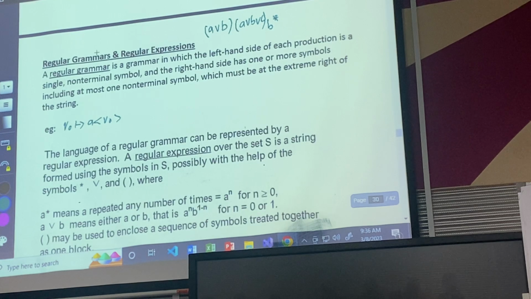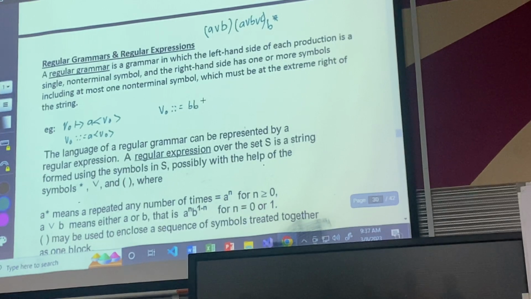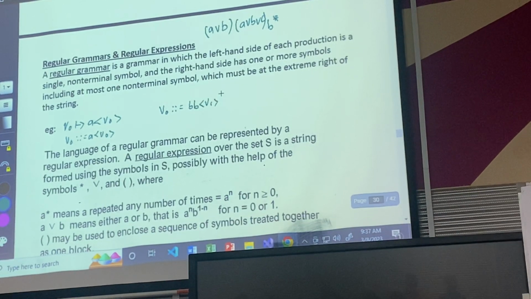If you write it in BNF, then you will have B0, A, B0. Another example, you can have B0, B, B, B1, or C. So this is the alternative, this is the non-terminal, and this is the substitution, and this is a terminal symbol. Okay?